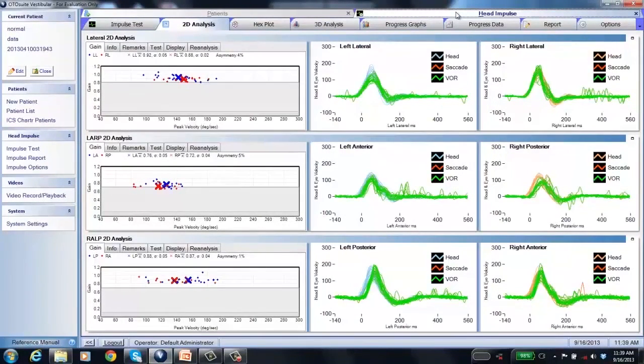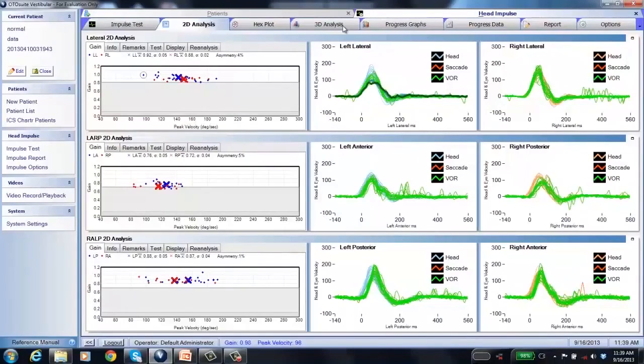Are there catch-up saccades or not? So we look here and we don't see any red spikes, so we know that there's no catch-up saccades present, so they're within normal limits. And if I look at the gains, all the gains are in the white region. So that's all within normal limits.